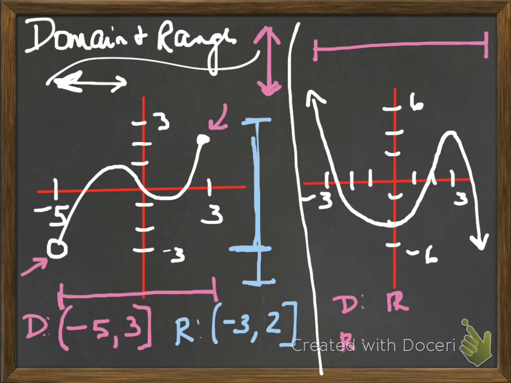When we look at the range, it's really the same thing, because if this arrow continues to go down that way and this arrow continues to go up that way, we're really covering all the y values. So again, the range here would be all real numbers.